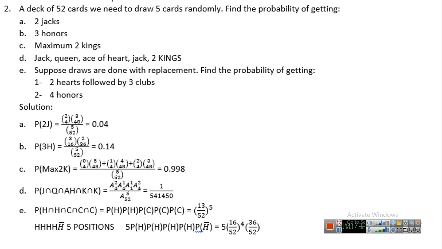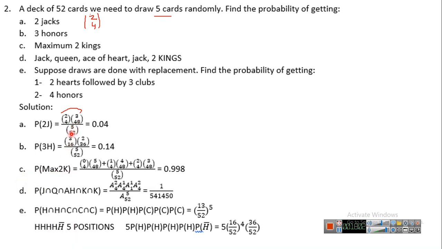Another example, a deck of 52 cards. We need to draw 5 cards. Find the probability of getting 2 jacks. Here I didn't say I want to return back the card. I want 2 jacks. So how many jacks do I have? Order important? No. So if you want to do it as combination before, you're going to tell me it's 2 out of 4, and you want the 3 not jack. And the 3 not jack is 3 out of 48, over total.